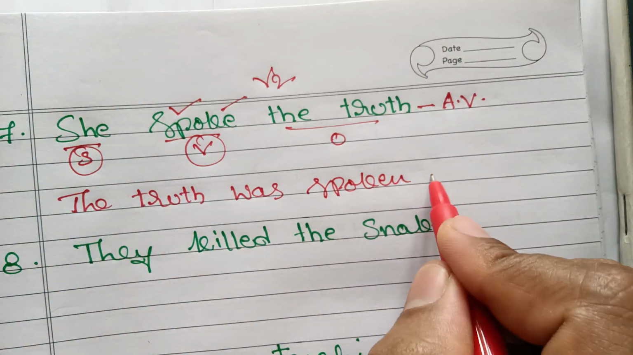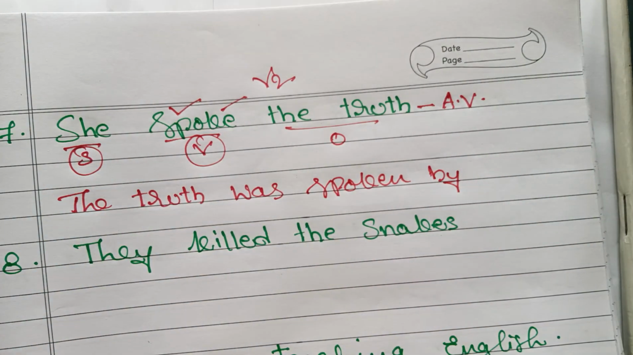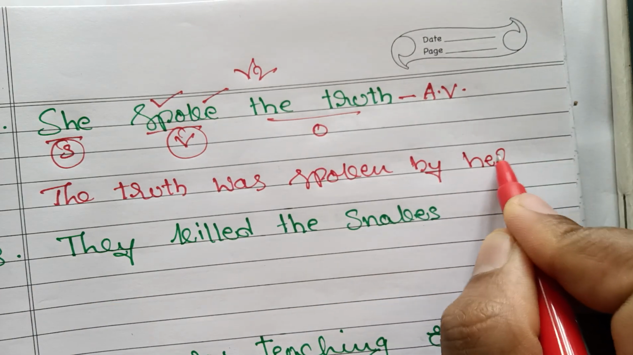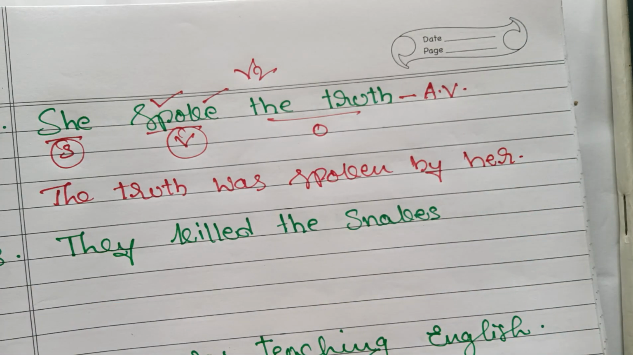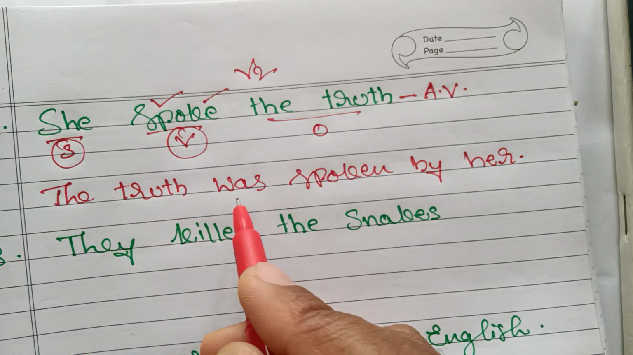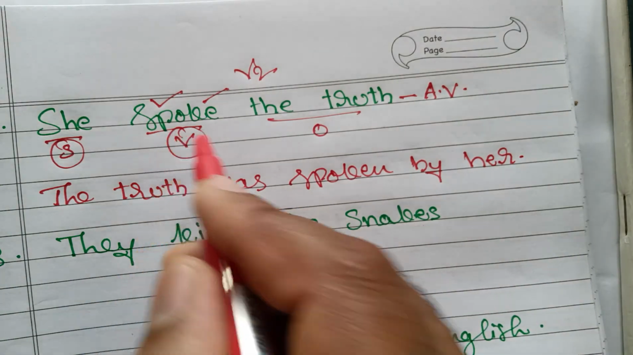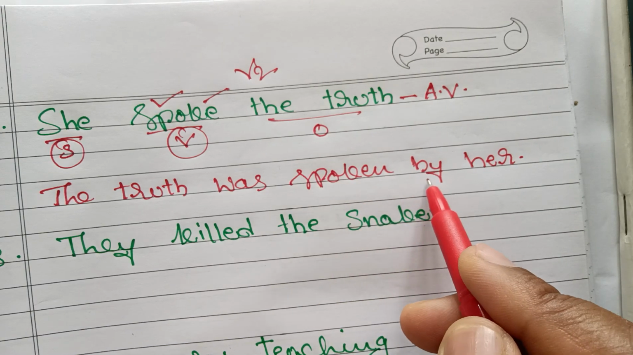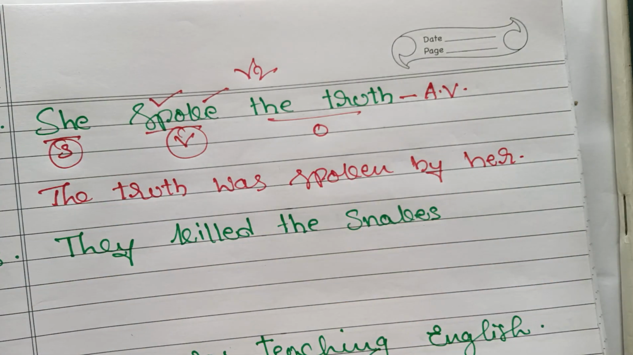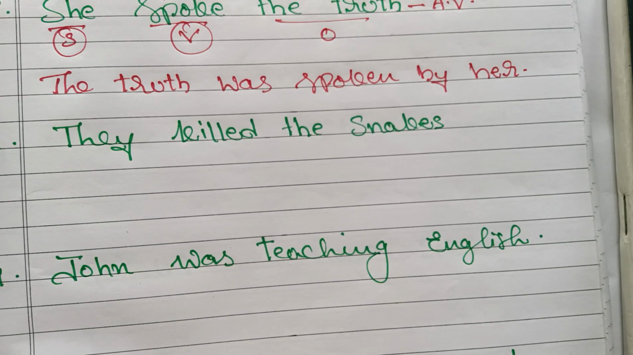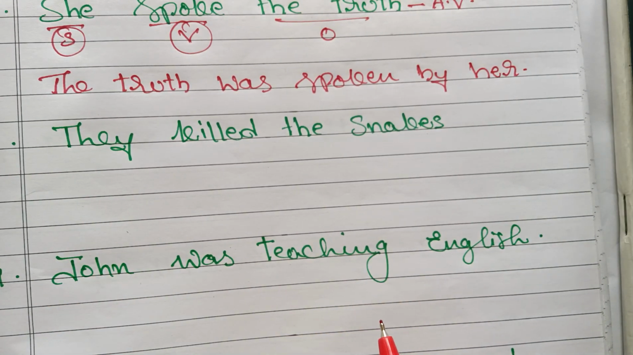and use by before the object, and she will become her. That's all. The truth was because singular, because past tense, spoke third form spoken, used by, and she will become her. That's all. Very simple. Cakewalk. Next one. They killed the snakes.